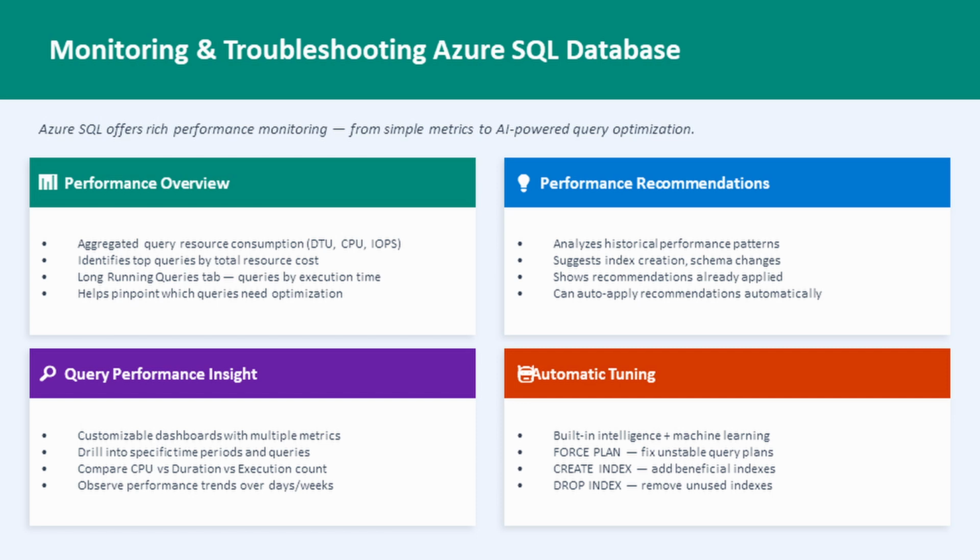The first is Performance Overview. This is your dashboard for understanding how your database's queries are consuming resources. It shows you aggregated resource consumption broken down by database transaction units, CPU, and input-output operations. The key insight here is which queries are consuming the most resources in total, which might be because a query is inefficient, or it might simply be because a query runs very frequently.